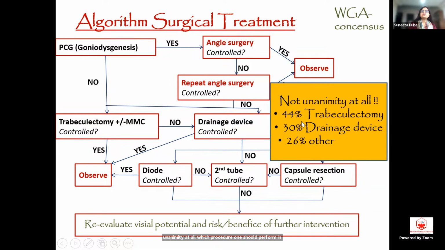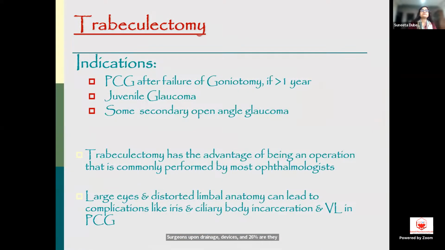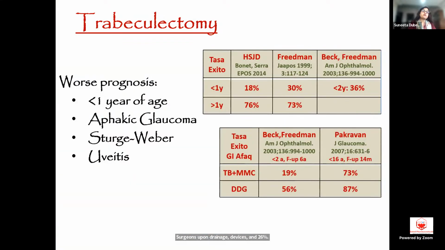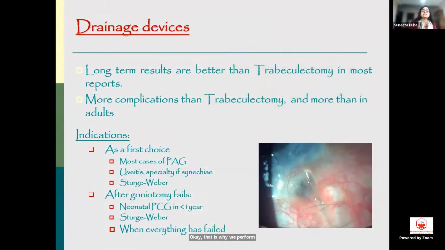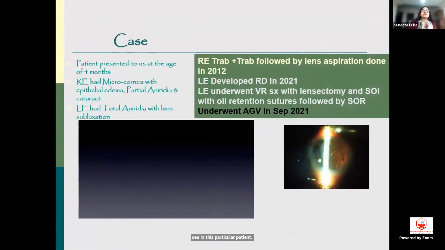In one study, 24% of the surgeons performed trabeculectomy after failed angle surgeries, 30% performed drainage devices, and 26% other devices. So trabeculectomy can be performed, but it is not very successful in less than 1 year of age. That is why we perform goniotomy or trabeculotomy in aphakic glaucoma, Sturge-Weber syndrome, or uveitis. Drainage devices can also be performed. But as a child's eye grows, the tube can retract, as you can see in this particular patient. So you have to keep the length of the tube slightly bigger.